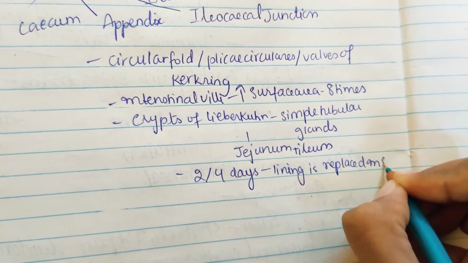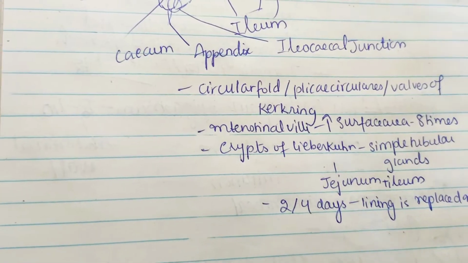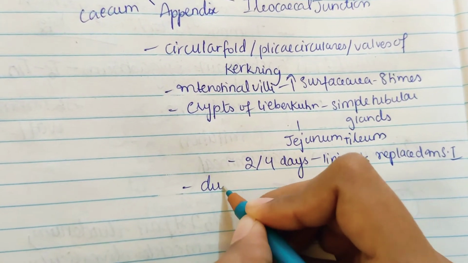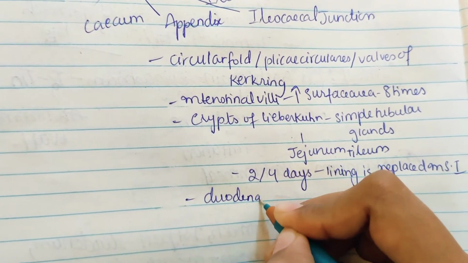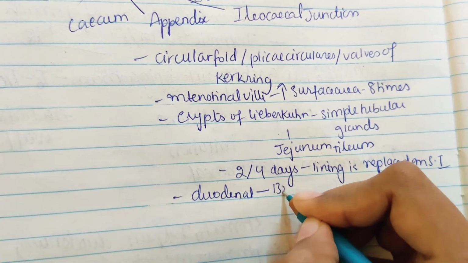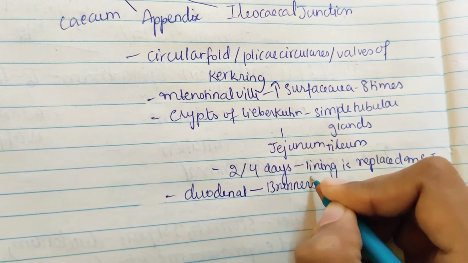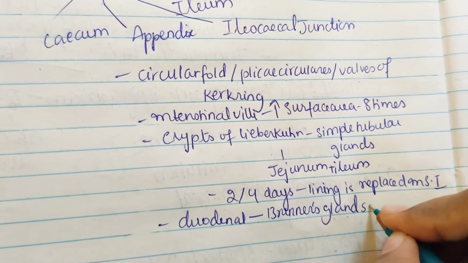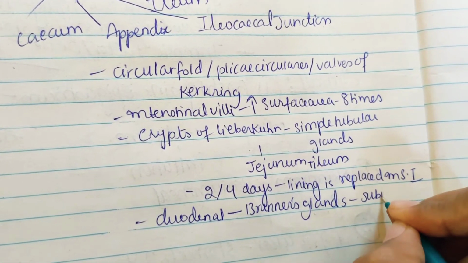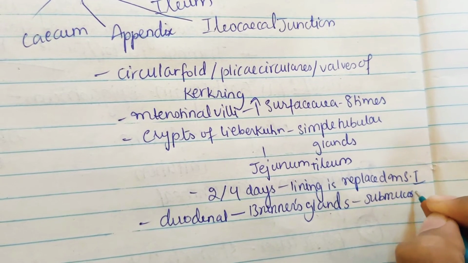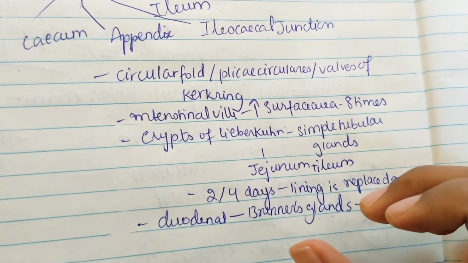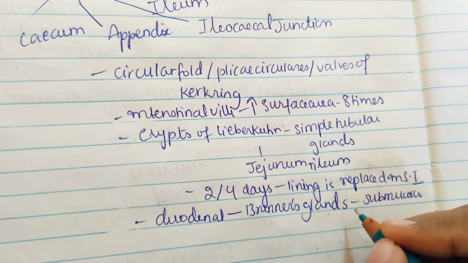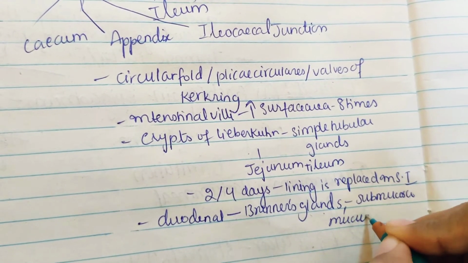Okay, next you have some other type of glands, like the duodenal glands, which are also called Brunner's glands. They are present especially in the submucosa layer of the intestine, and they are small compound tubular acinar glands which secrete mucus in the duodenum.